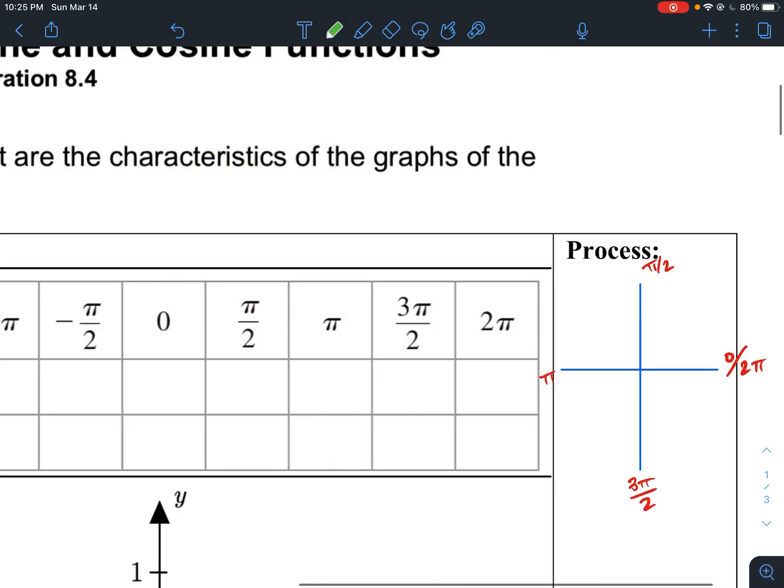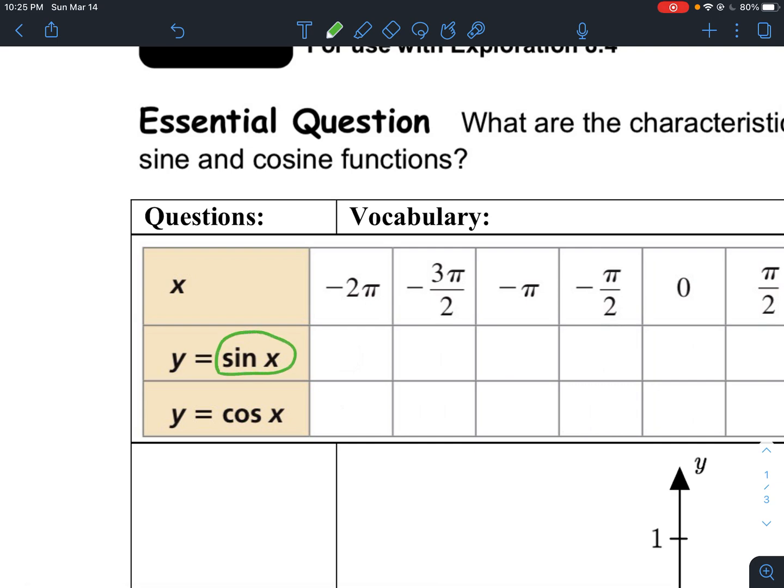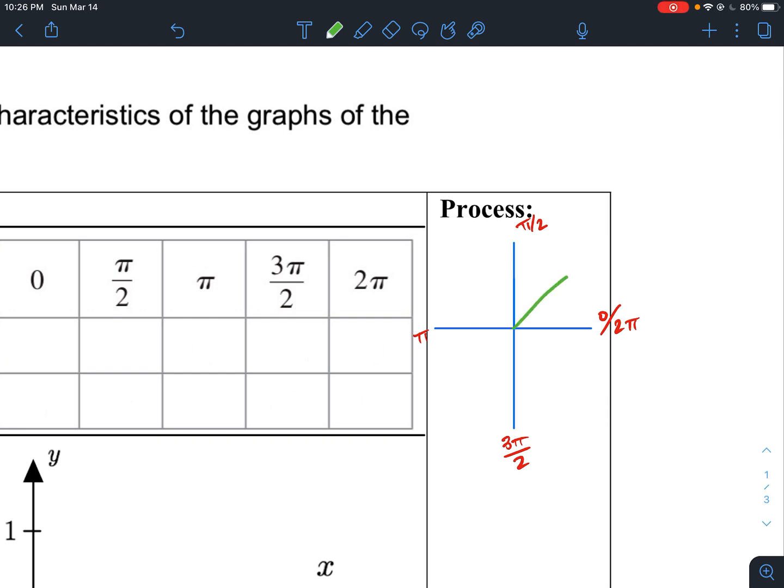Alright, so what is the value of sine of x when x is negative 2 pi? So this is sine of negative 2 pi, right? So we are going to see what the value of y is when x is negative 2 pi. So if I come over here, negative 2 pi means I rotate this way and I come right here. So this would be negative 2 pi. So I'm at this point right here.